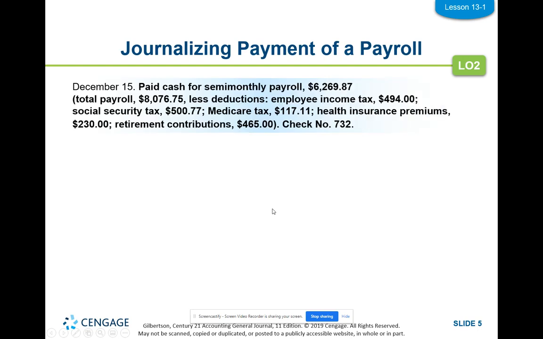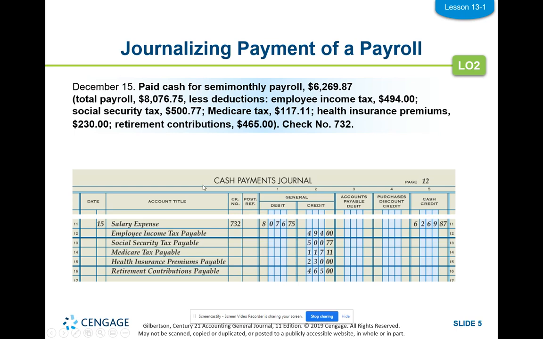So for our first transaction, December the 15th, we paid cash for the semi-monthly payroll of $6,269.87. That was the total amount that we wrote the checks for. That included our total payroll of $8,076.75, and then we had deductions of the employee income tax, Social Security tax, Medicare tax, health insurance premiums, retirement contributions. And this is going to be check number 732. So we're going to have to write out a check for this amount.